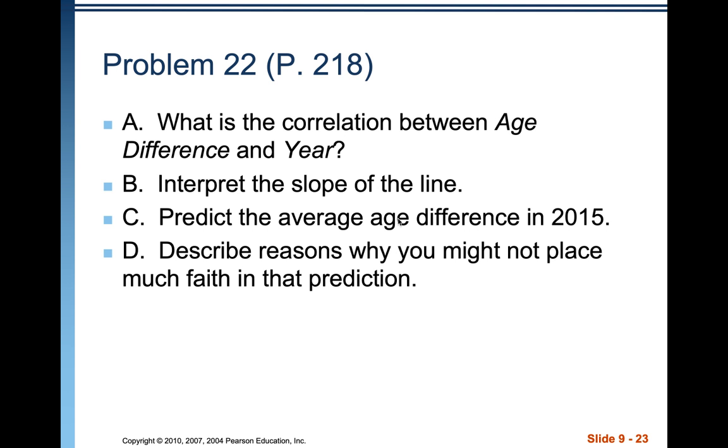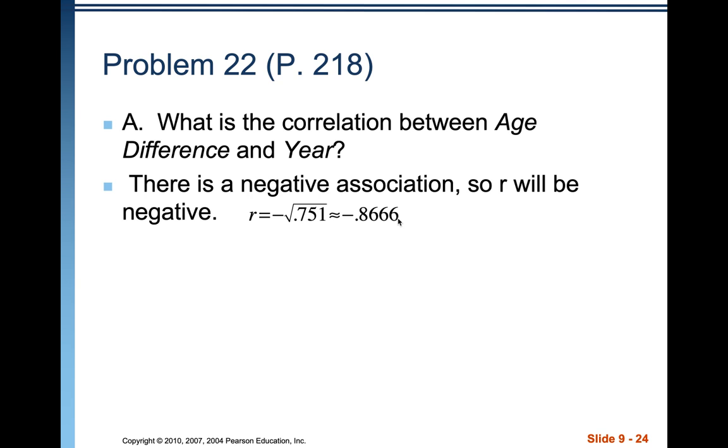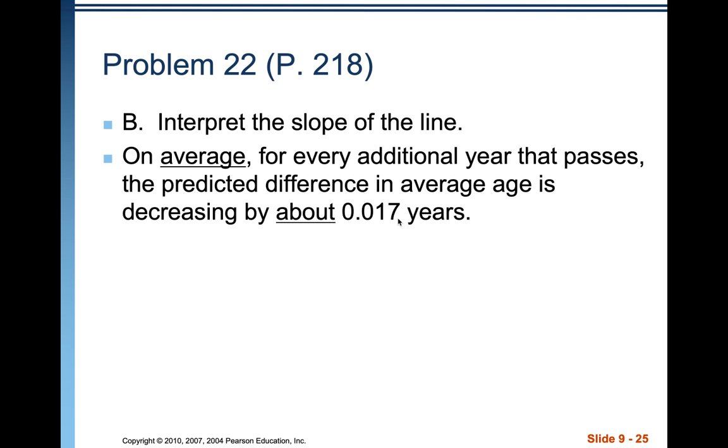Okay, so we have several questions we want to answer. What is the correlation between age difference and year? Well, it's asking for R. We know R squared. We also need to think about whether we want the positive square root or the negative square root. There does seem to be a negative association, so R is going to be the negative square root of 0.751, and so that's going to be approximately negative 0.8666.